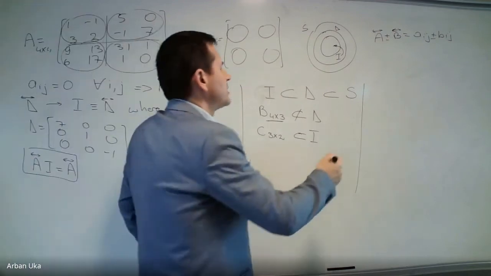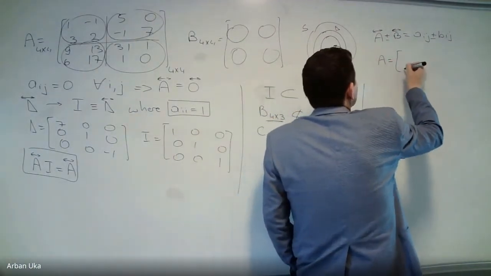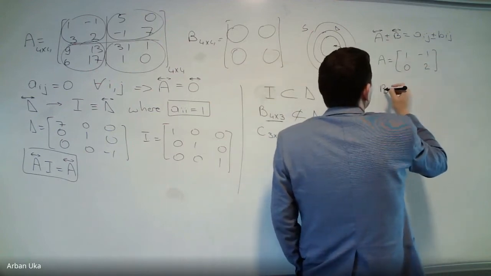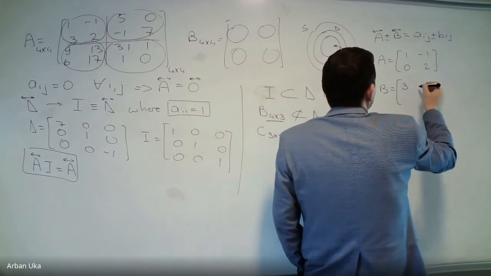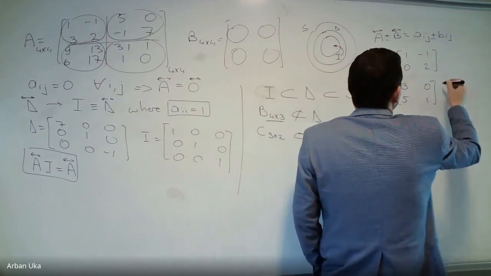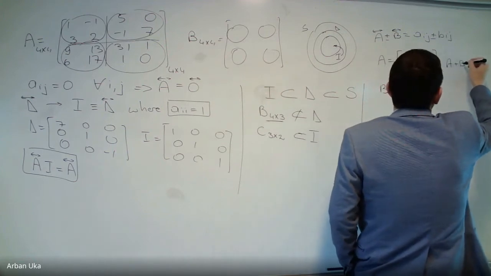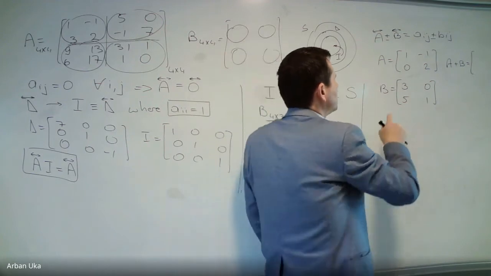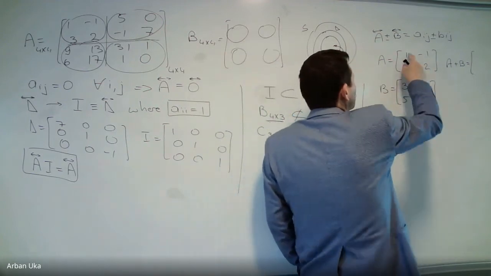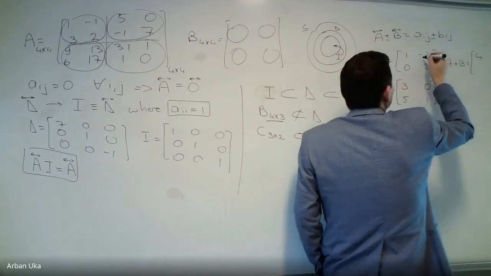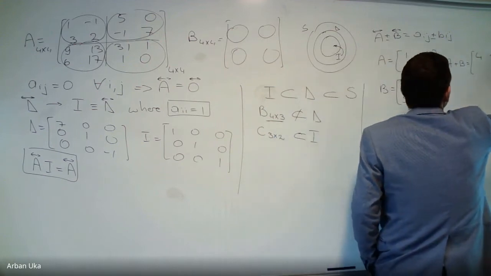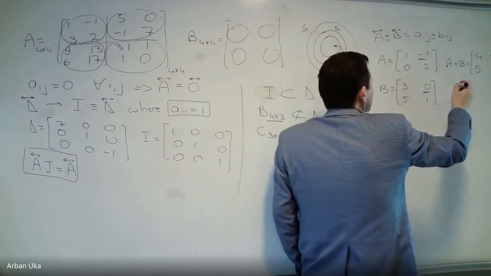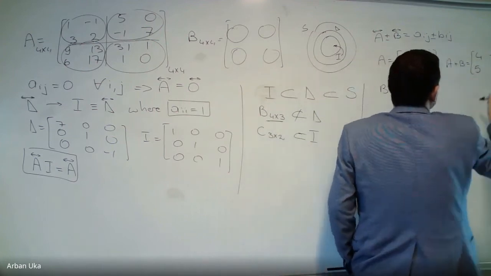We can see an example. For example, we can have a matrix A, which is 1, minus 1, 0, 2. B can be 3, 0, 5, 1. Then A plus B is going to be equal to, we add up all elements with their respective coordinates. So 1 plus 3 is equal to 4, minus 1 plus 0 is minus 1, 0 plus 5 is equal to 5, 2 plus 1 is equal to 3. This is A plus B.